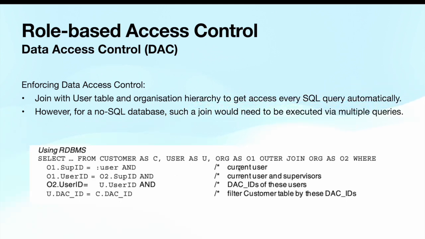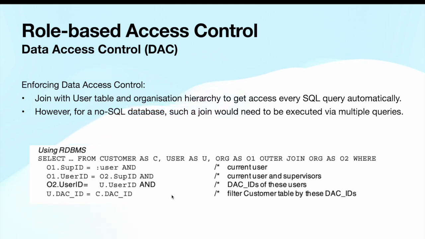It's beautiful. The SQL query shown demonstrates this. We join customer, user, and org tables. The where clause filters by the current user's ID, their supervisors, and critically, ensures the customer table's DAC ID matches an accessible DAC ID for the user. The database handles the filtering at a very low level. This ensures consistent and secure data access every time.